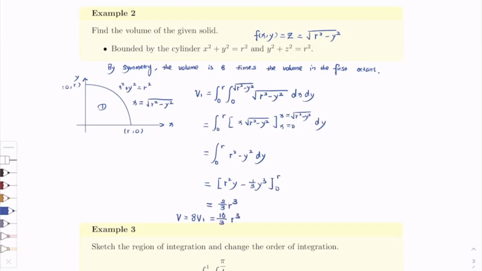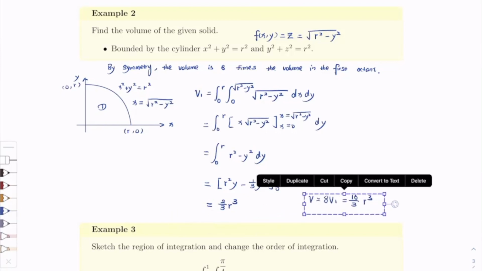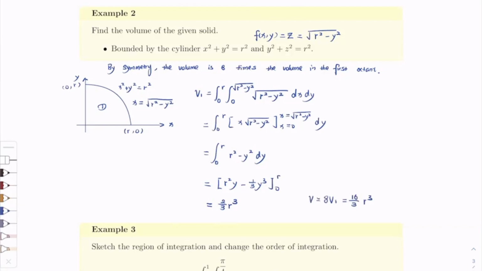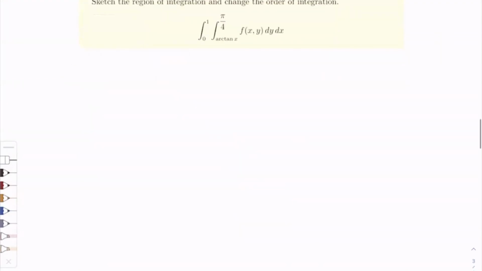Okay? I'm gonna move it to here. Question? Makes sense? Okay, nice. If that makes sense, try example 3. Example 3 is much easier, so try it.